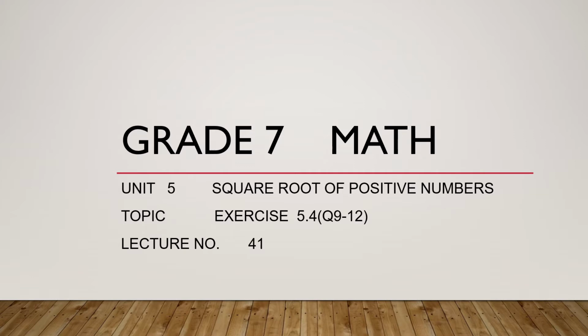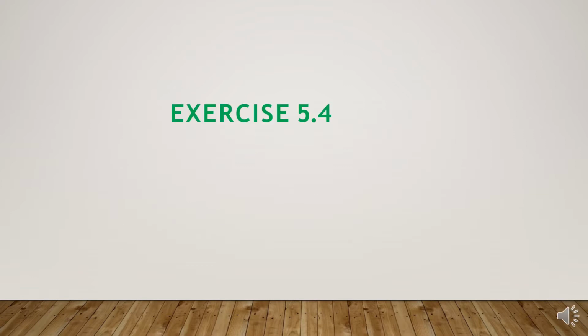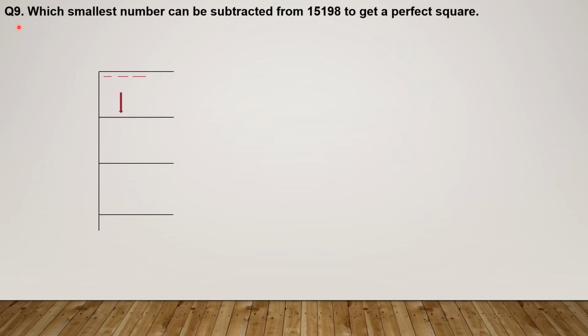Dear students, in today's class we will solve question number 9 to question number 12 of exercise 5.4 inshallah. Exercise 5.4. Question number 9 is which smallest number can be subtracted from 15,198 to get it a perfect square?